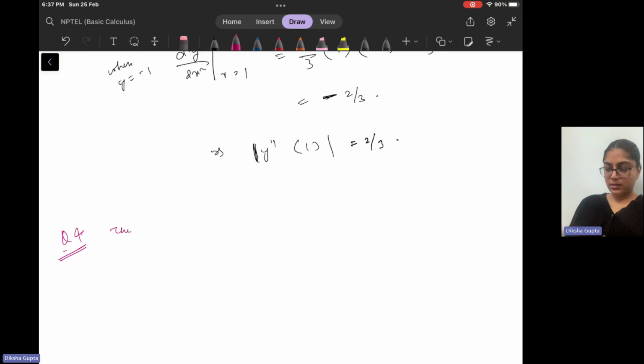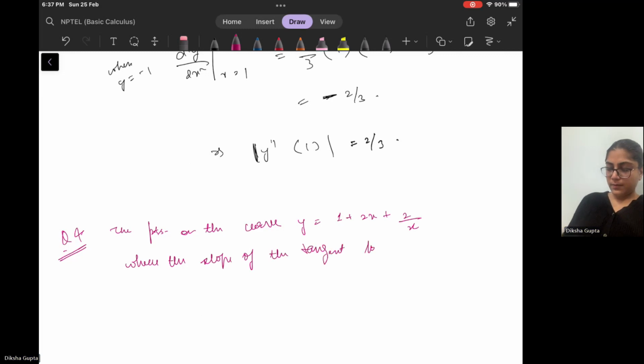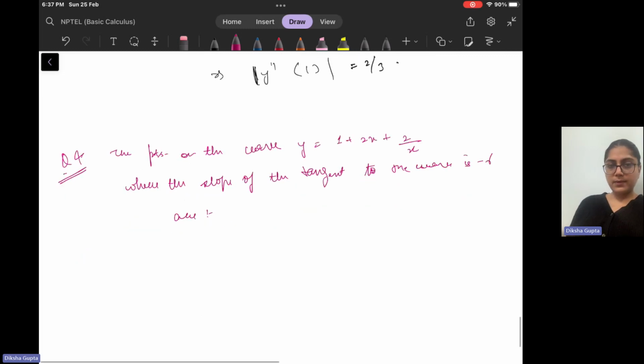So the question is, find the points on the curve y equals 1 plus 2x plus 2 by x, where the slope of the tangent to the curve is minus 6. So you've been given a curve, you have to find the points where the slope of the tangent to the curve is minus 6. So 1 by 2 comma 6, and these are your options.